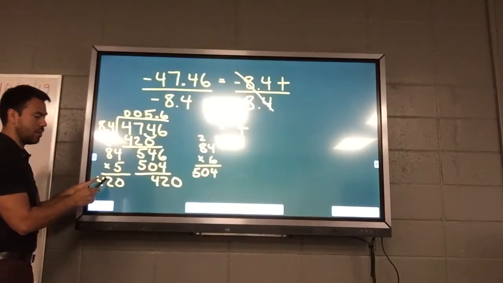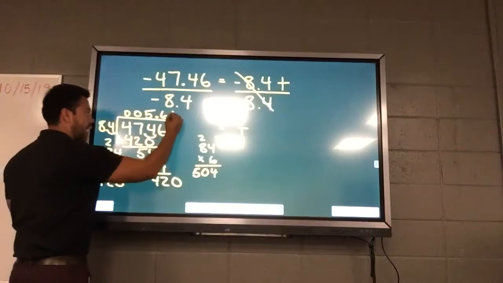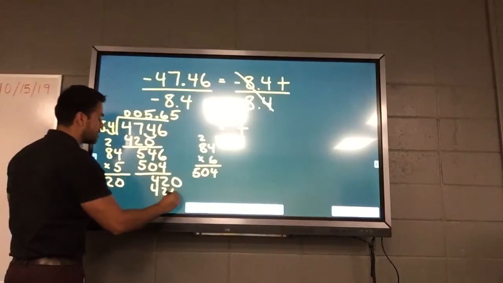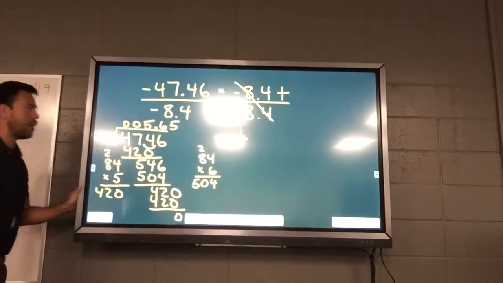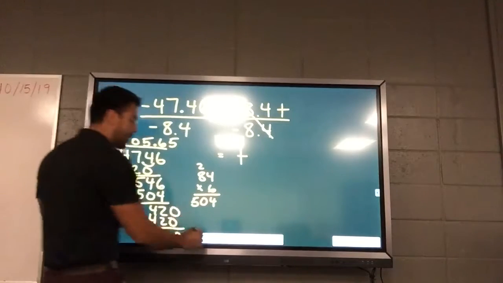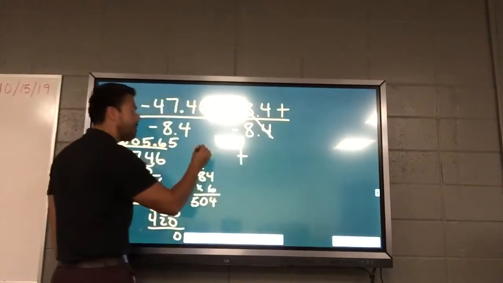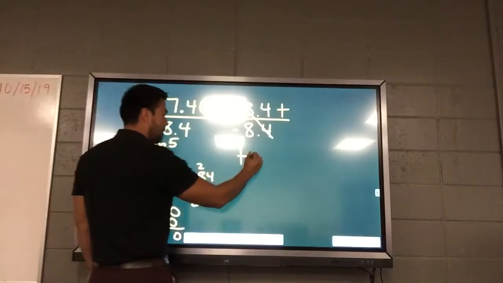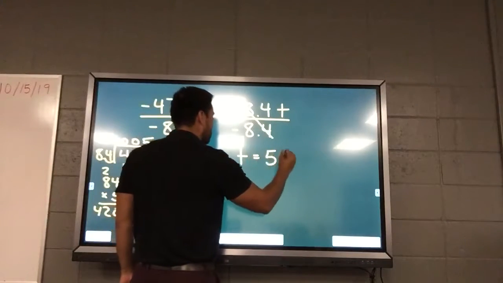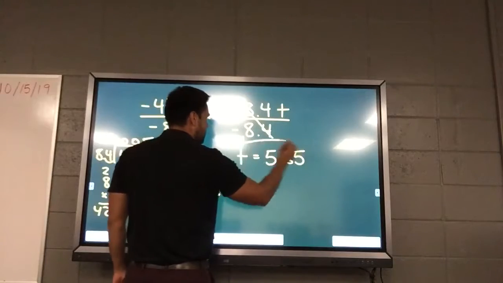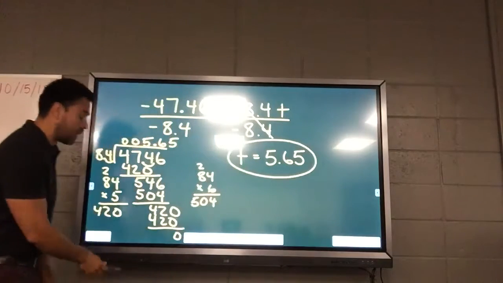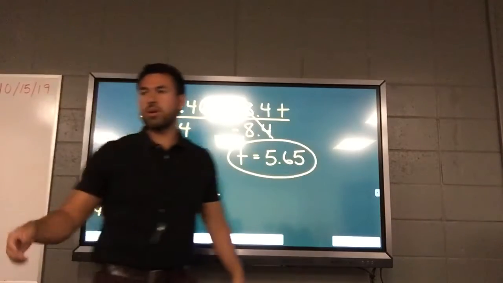How many times does it go in? 5 times evenly. And so you're done with that problem. 5.65. And I'm going to do this. Dare I do this here? I'm going to say not 5.65 equals t, but t equals 5.65. Dare I say that?